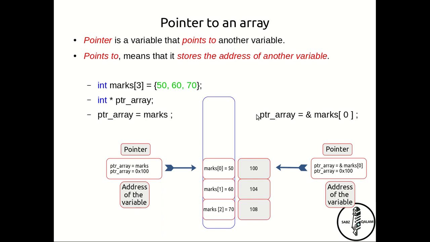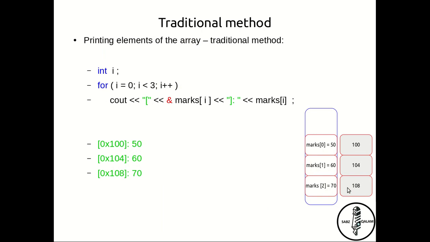Now if we were to print this array using the traditional method, we would just make a loop and run this loop, and each time we're going to print marks 0, marks 1, and marks 2. Right? And that's what we see here. What we're doing here is printing out the address of marks 0 and then the contents, that's 50, and then the address of marks 1 in this case is 104, and then the content which is 60, and then location 108, and then the value which is present there, 70. The 0x, again, remember, this is a hexadecimal address.